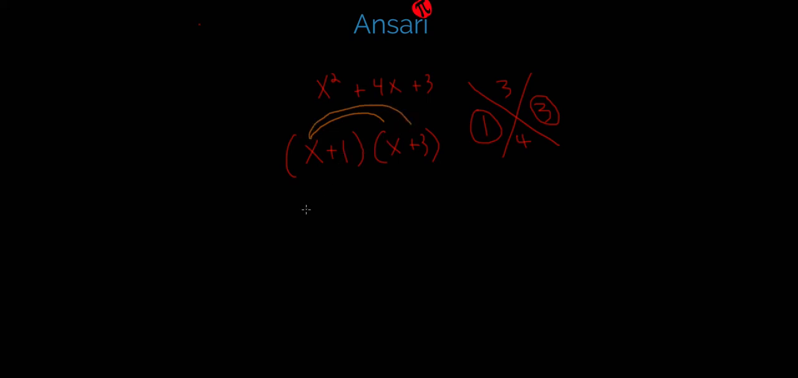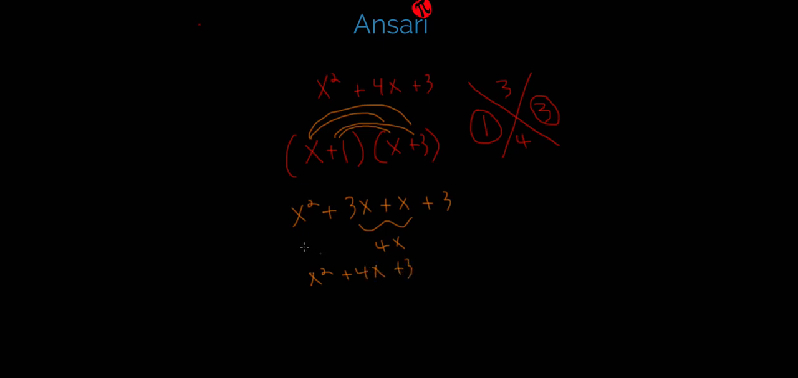So we do x times x, which is x squared. We do x times 3, which is 3x. And then we do 1 times x, which is just x. And then we do 1 times 3, which is 3. So as we simplify this, we get 4x here, and we rewrite the whole thing as x squared plus 4x plus 3.